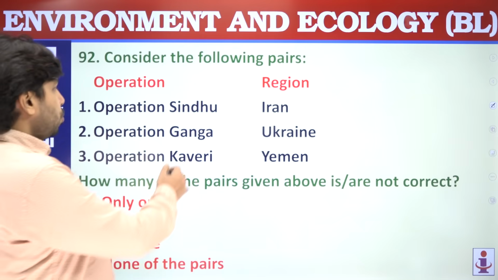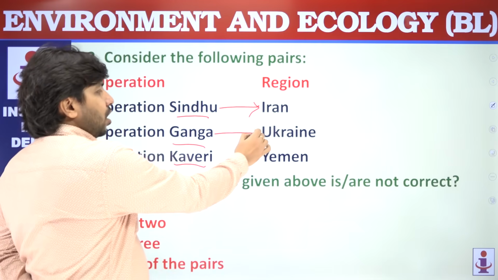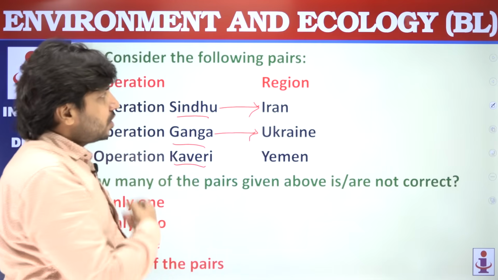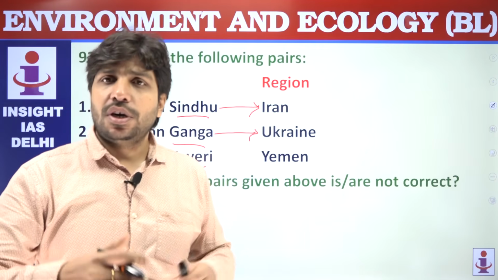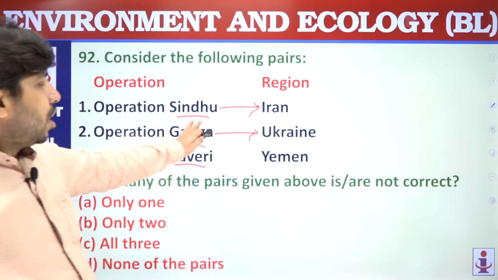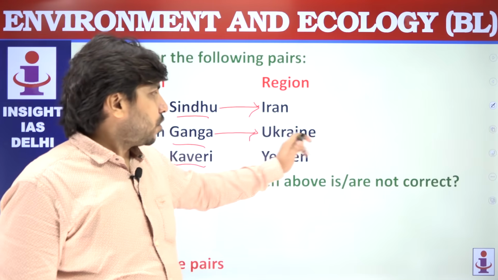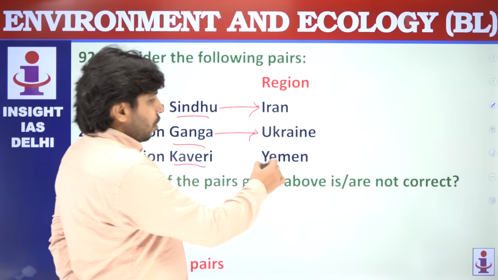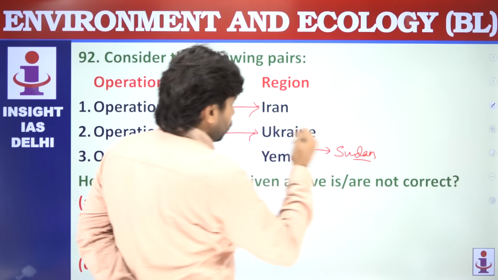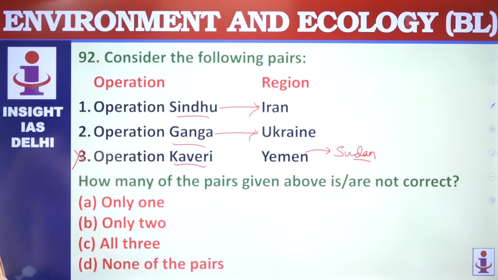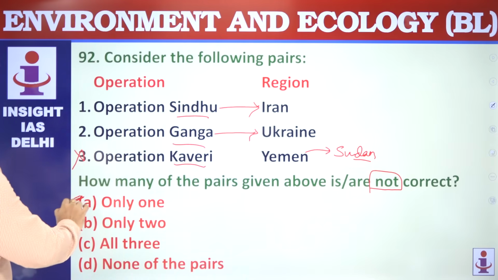Operation Sindhu, Ganga and Kaveri. Operation Sindhu was in the news related to Iran. Operation Ganga related to Ukraine. All these 3 operations are regarding evacuation of Indian citizens from war or strife-torn countries or regions. Operation Sindhu led to evacuation of Indians from Iran very recently. Operation Ganga, evacuation of Indians from Ukraine. Operation Kaveri was Sudan, not Yemen. So statement 3 is not correctly matched. The question is asking about not correct. Only one.